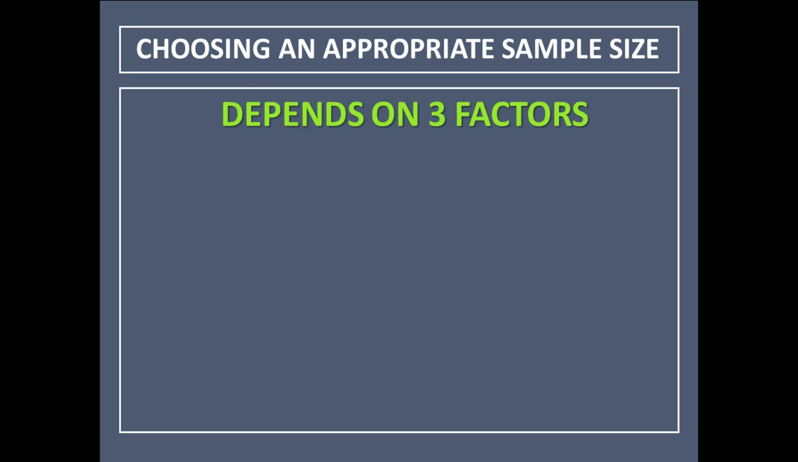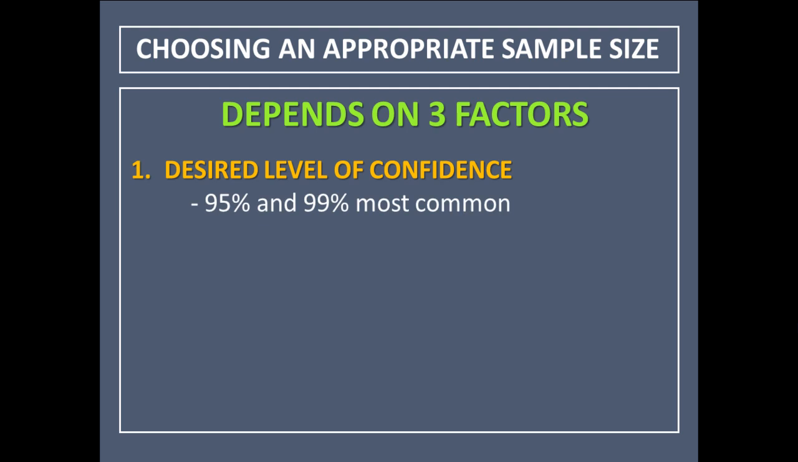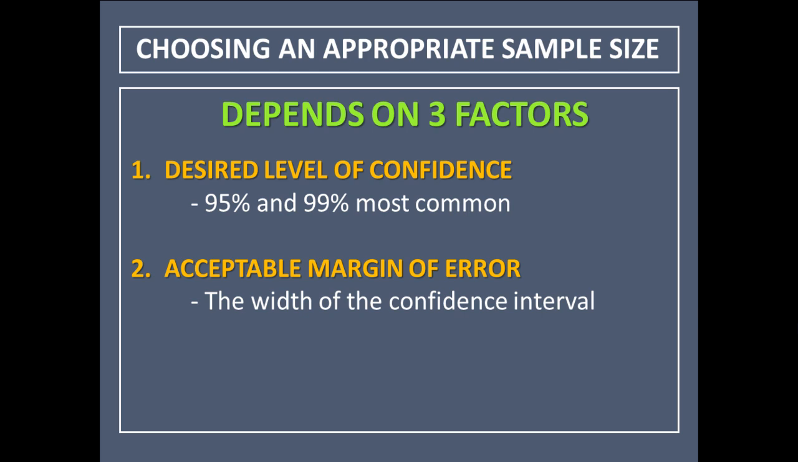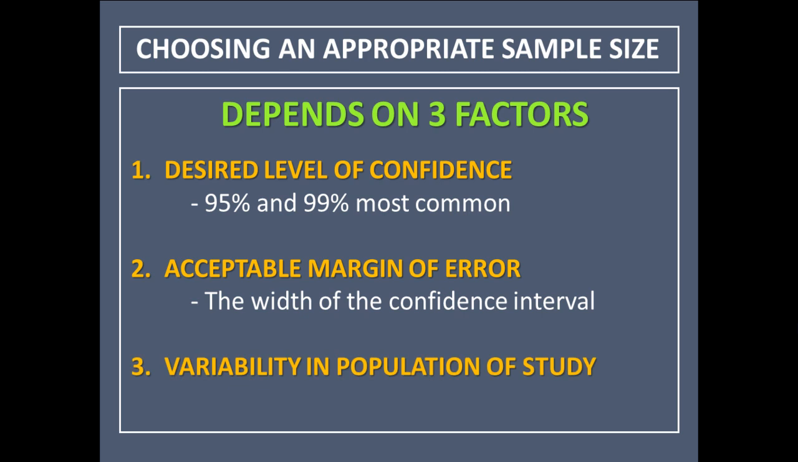So it's going to come down to three things. It's going to come down to how confident we want to be in our decision. Now the most common we'll see is 95%, 99%, sometimes 90%. Number two, how big is the acceptable margin of error? That margin of error is also based on that confidence interval. Number three, how varied is the population? That variability, and remember, standard deviation is the measure of variability which we most prefer.